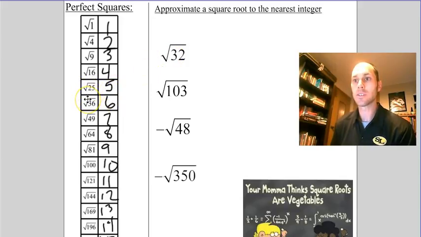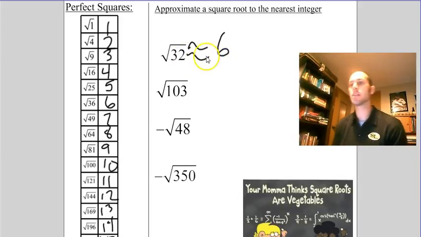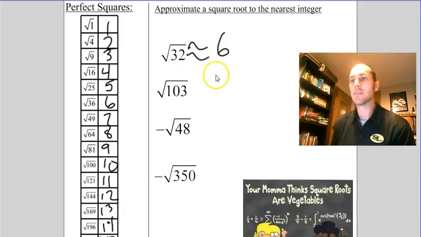32 is closer to 36. So we'll say that the square root of 32 is about 6. And that's what those squiggly lines mean. That's the way we write approximately or about.